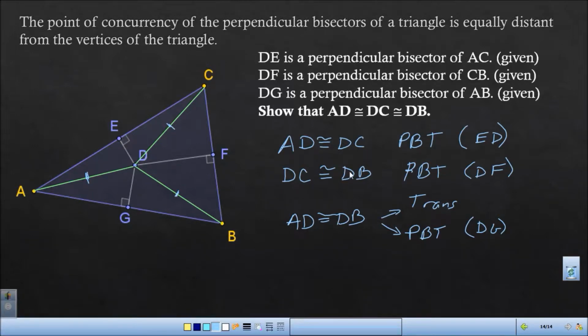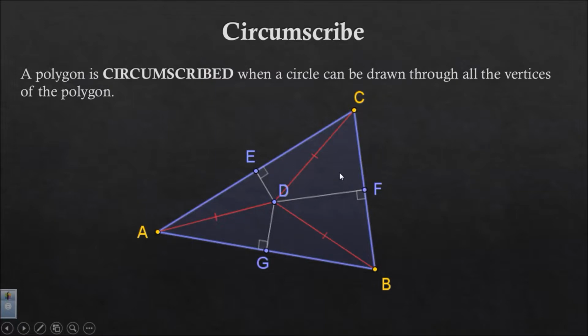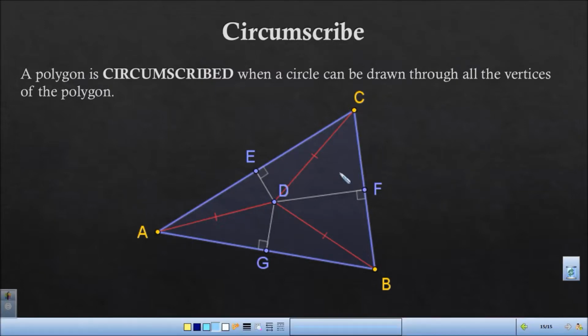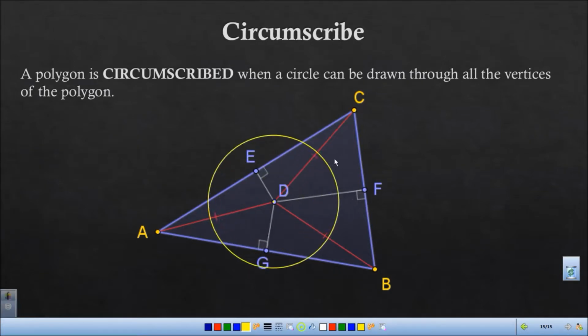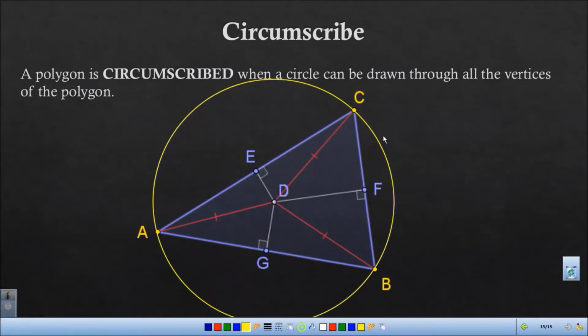And so what we see next is that I can do something called circumscribe. Circum means around, scribe means to draw or to write. So circumscribe means to draw around. And a polygon is circumscribed when the circle is drawn so that it touches all three of the vertices of the polygon. Notice here I drew a circle with center at D, and it touches A, C, and B. So this yellow circle circumscribes the triangle ACB.